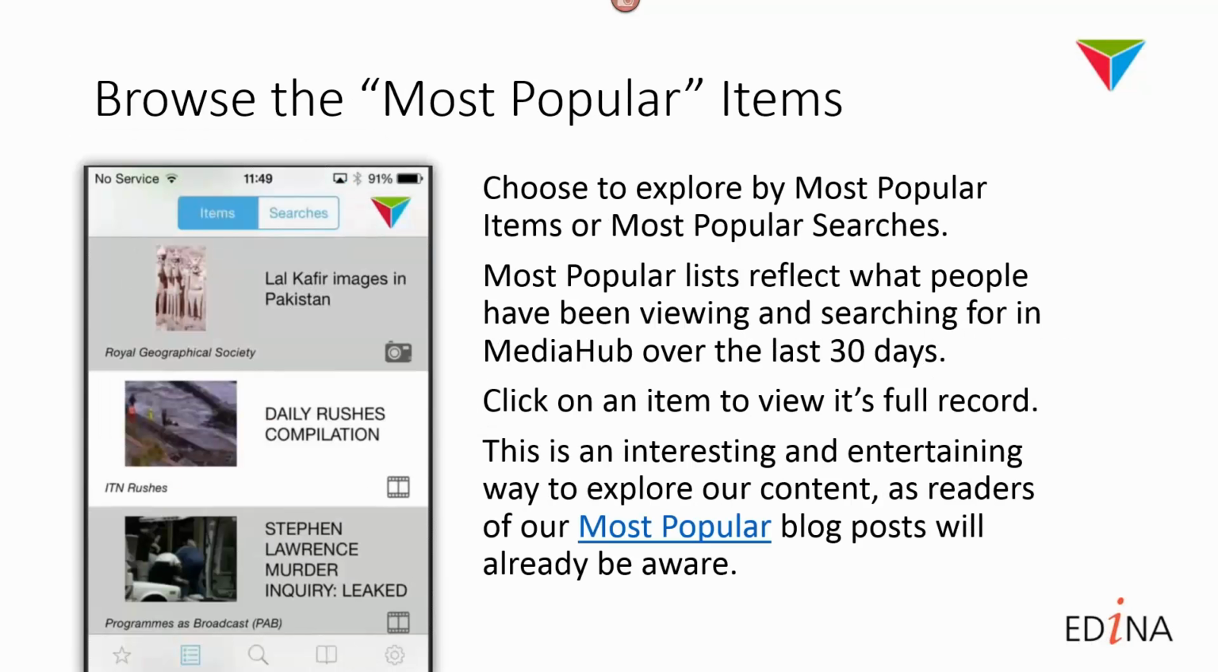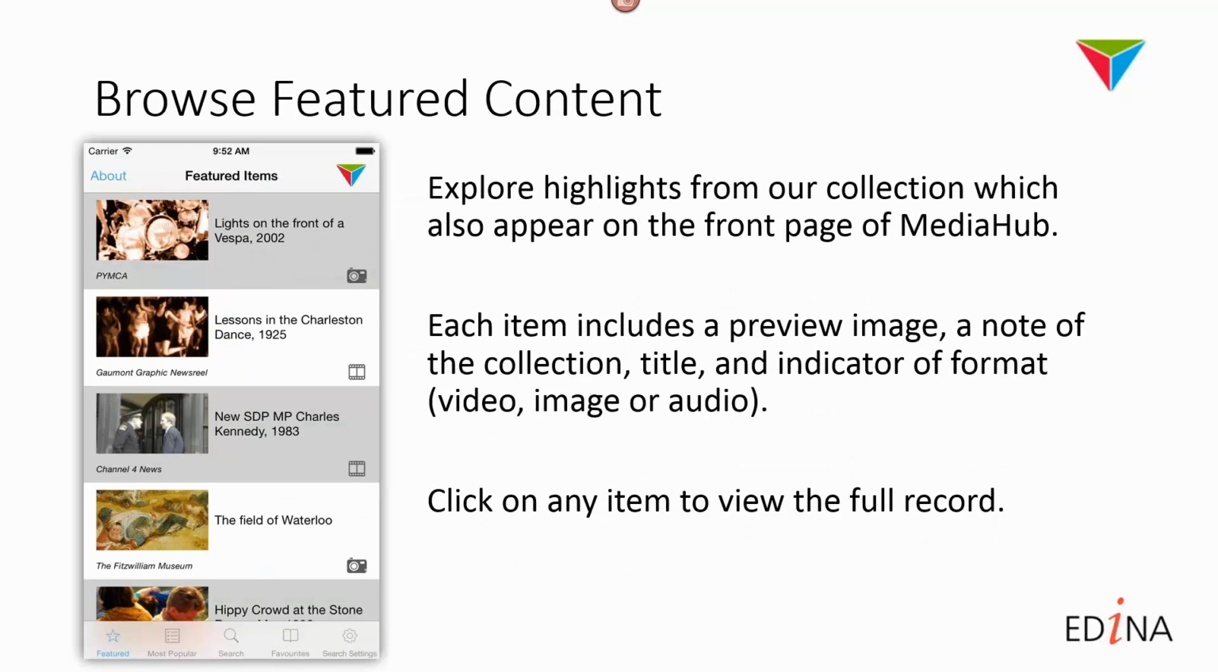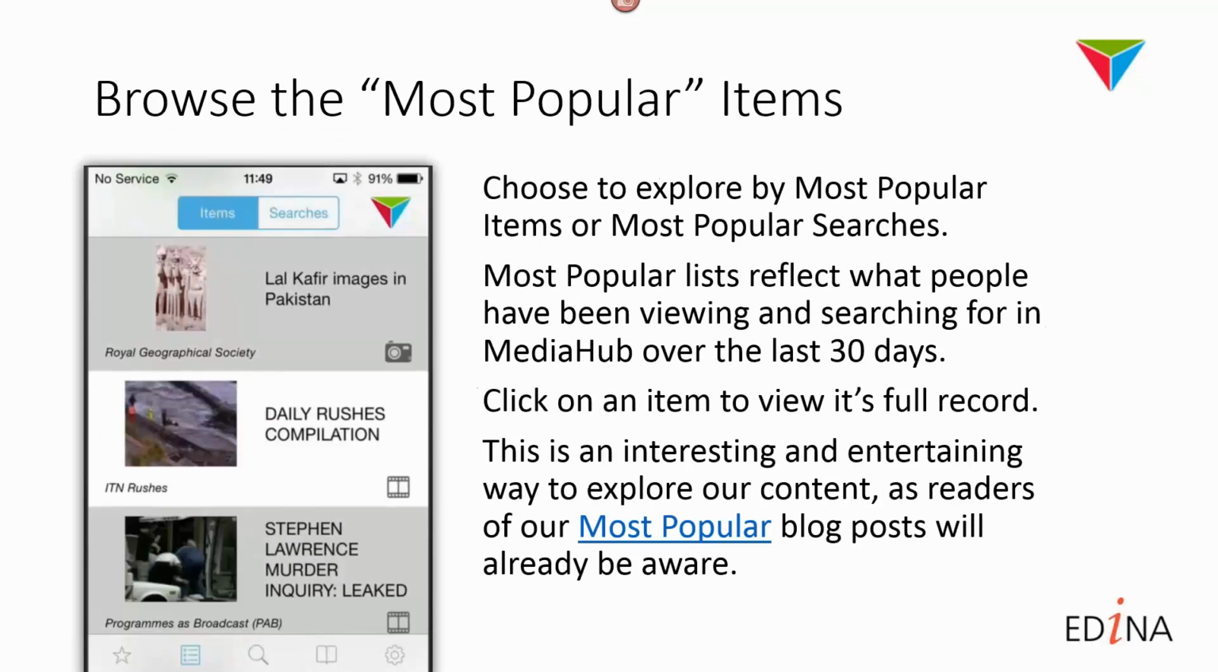So eventually you could also browse the most popular items, and I think if I go to the previous screen you'll see that down at the bottom of the app you have featured, most popular, search, favourites and search settings at the bottom of the screen there. So for most popular you tap on most popular and you get this screen, which at the time of us taking these screenshots a little bit earlier in the year included the Lal Kafir images in Pakistan and Daily Rush's compilation, I think, of some flooding by the looks of it.